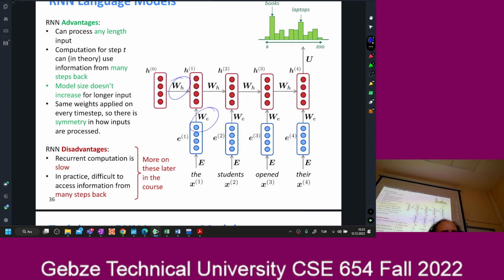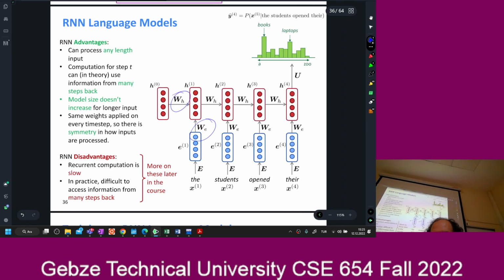Okay, the same way is applied on each input at every time step. So there is symmetry in how inputs are processed. It is not like I am changing their order. Order is important too. Maybe you might say that it is a little bit slow. Why? Because to get to the final one, you need to feed all of them one by one, and you have to wait. That's maybe some of the disadvantages.